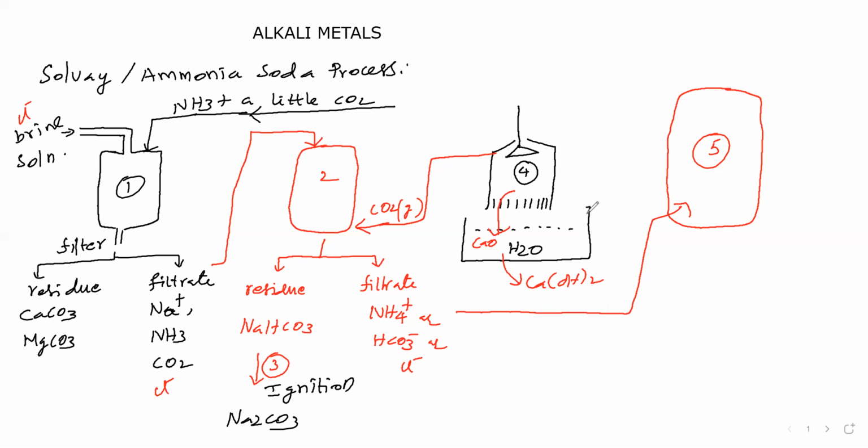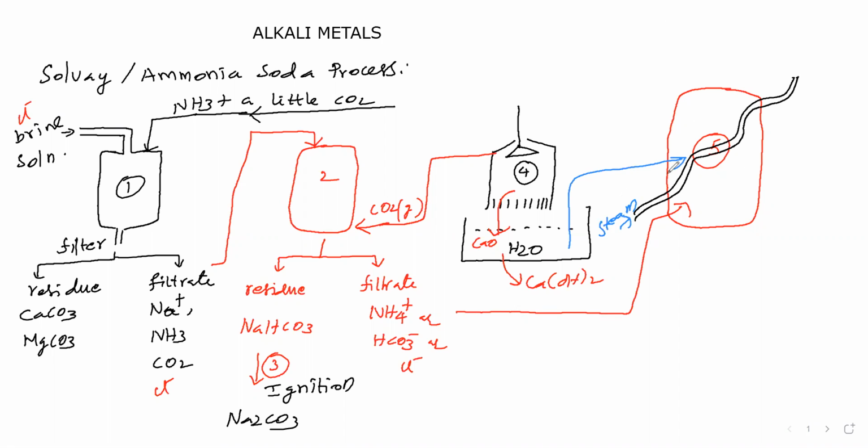So then here, one spiral tube is inserted like this. Through this spiral tube, steam is sent. Then the produced calcium hydroxide is also taken into this tower.